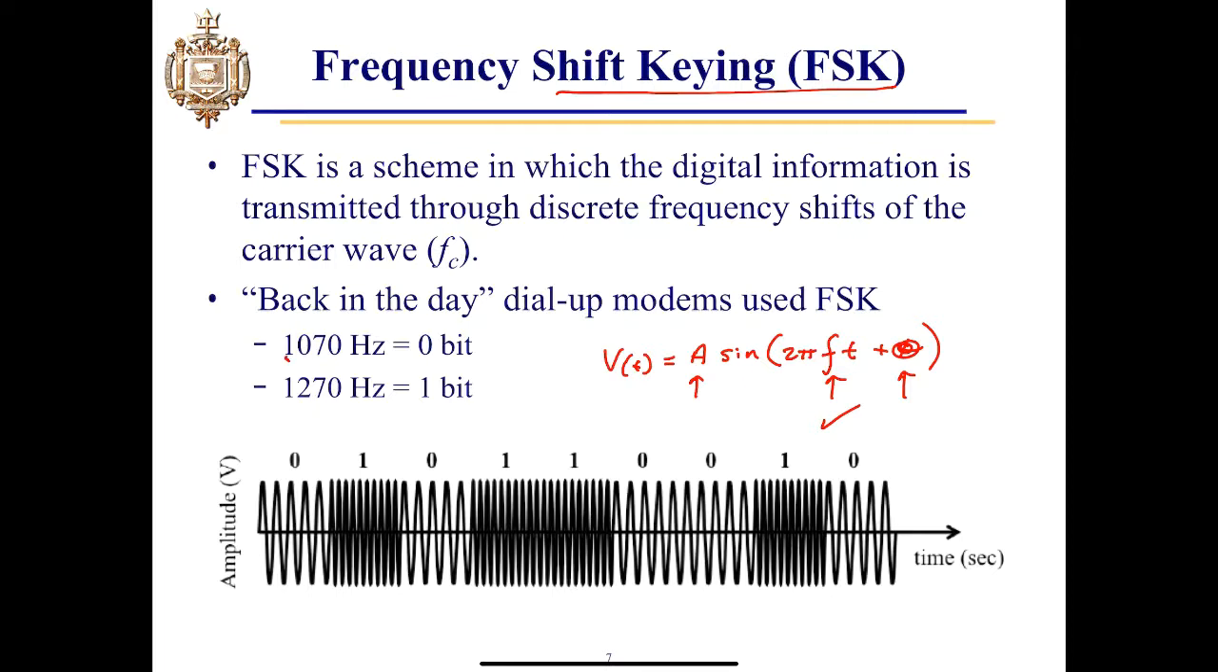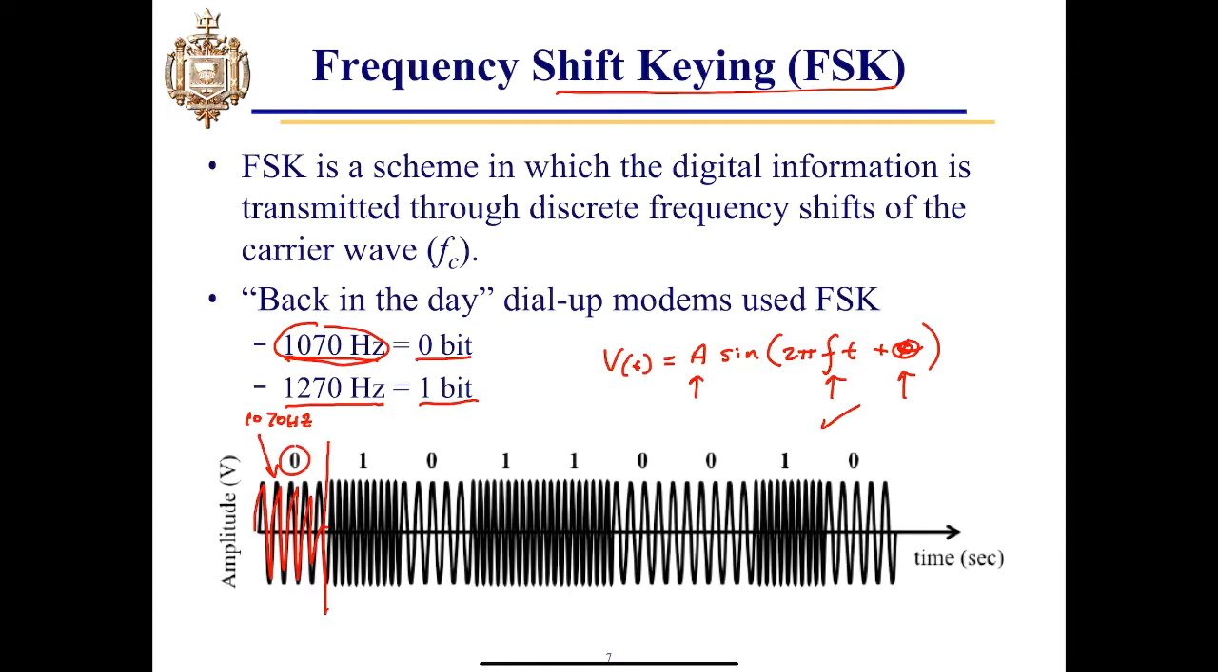So this lower frequency, 1070 hertz, represented a 0 bit. And the higher frequency, 1270 hertz, represented a 1 bit. You can see down here, the frequency is the lower frequency for this time period. That would be the example of the 1070 hertz. So the frequency of this waveform here is 1070 hertz. So that represented a 0.